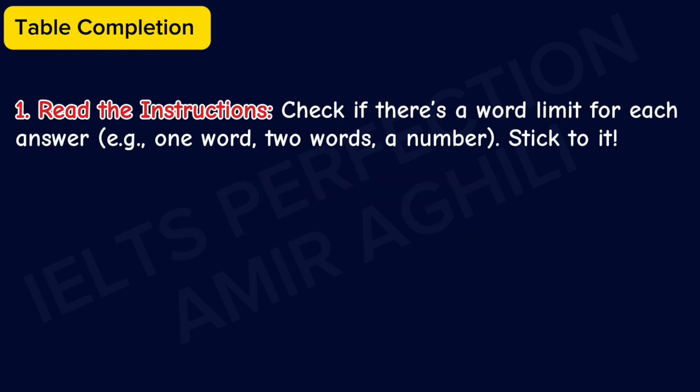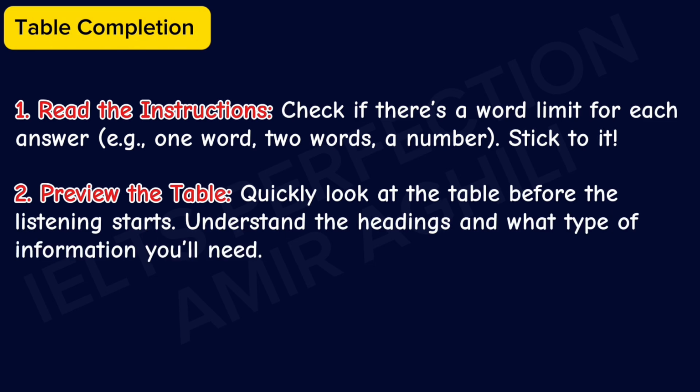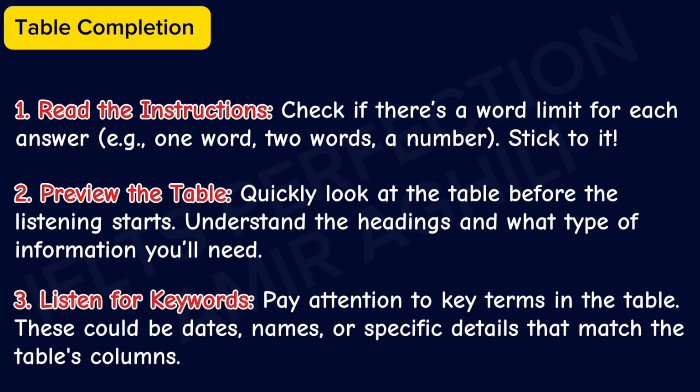Read the instructions. Check if there is a word limit for each answer, like 1 word, 2 words, or a number, and stick to it. Preview the table. Quickly look at the table before the listening starts. Understand the headings and what type of information you'll need. Listen for keywords. Pay attention to key terms in the table. These could be dates, names, or specific details that match the table's columns.